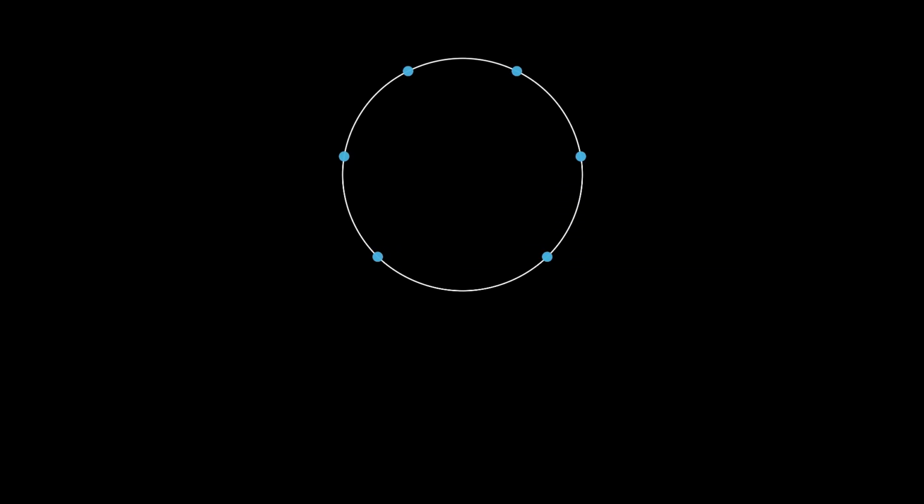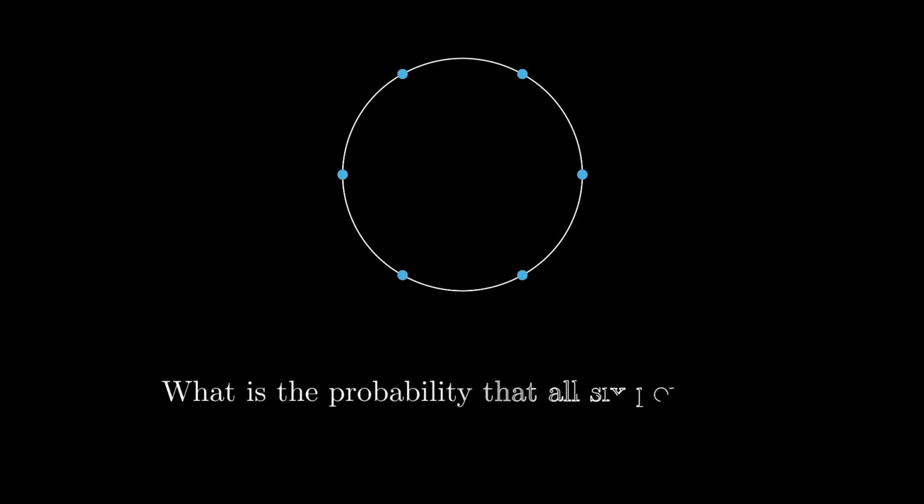6 points are chosen at random along the circumference of a circle. Depending on how they're placed, they can form different configurations. We want all the points to lie within a semicircular arc. For example, in this configuration, they lie within a semicircular arc. On the other hand, in this case, they don't. So what is the probability that all 6 points lie on a semicircular arc?